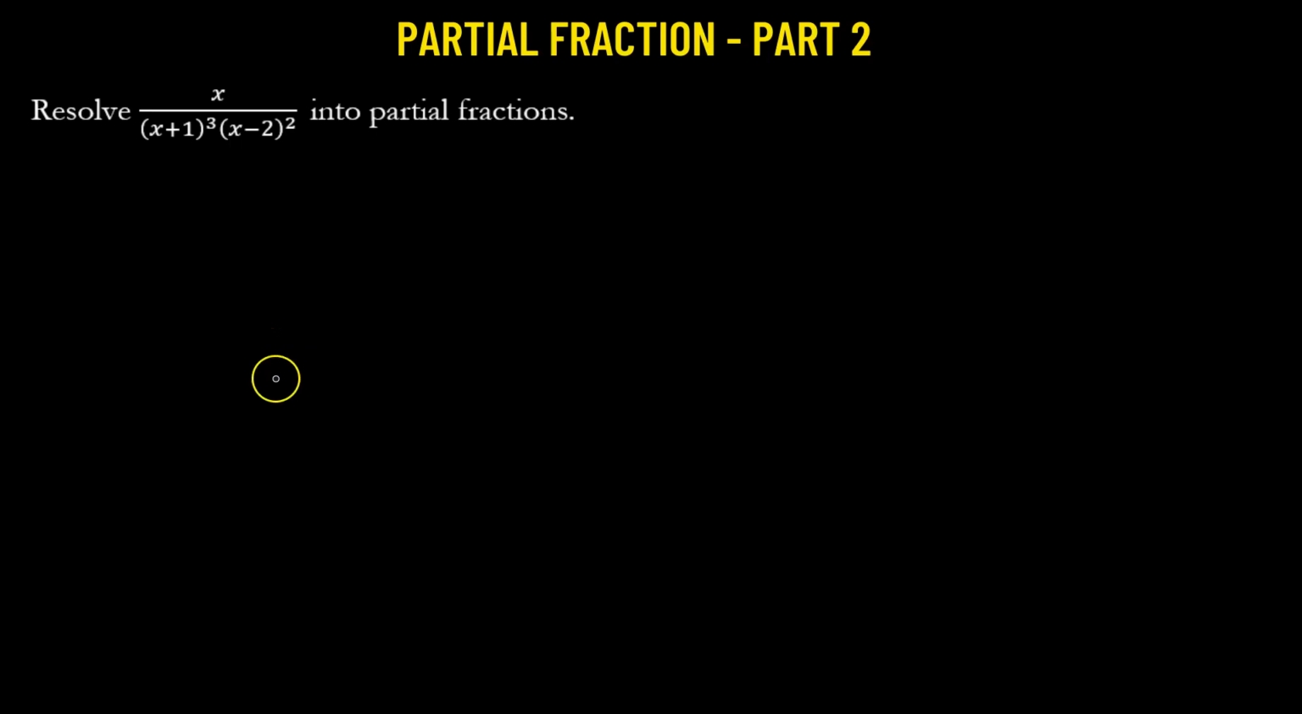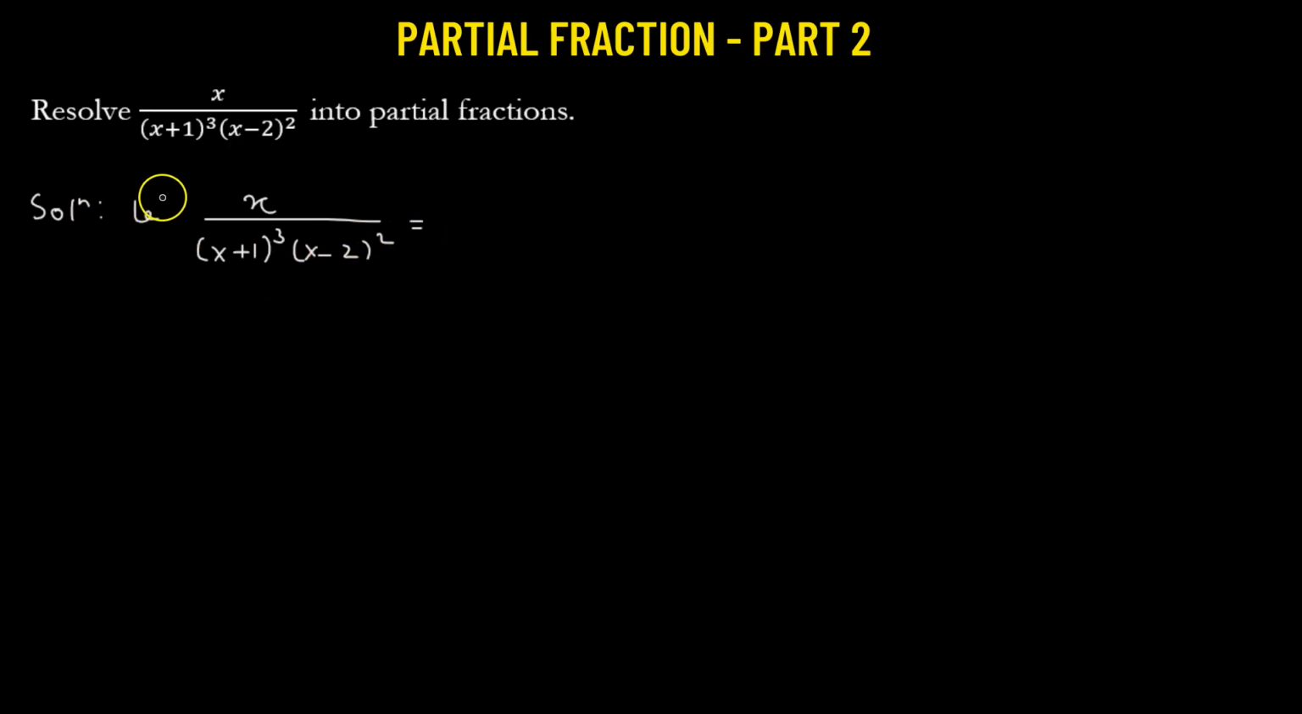So in this problem, we need to resolve the given rational fraction into partial fractions. Let's begin. So here we have x over x plus 1, so this is the factor x plus 1, which is repeating 3 times, multiplied by another factor x minus 2, which is repeating 2 times. So we will have 5 partial fractions.